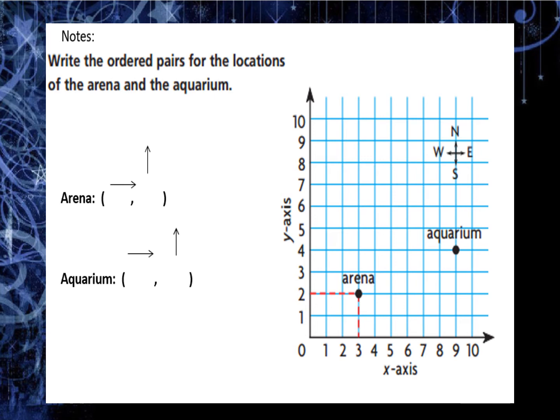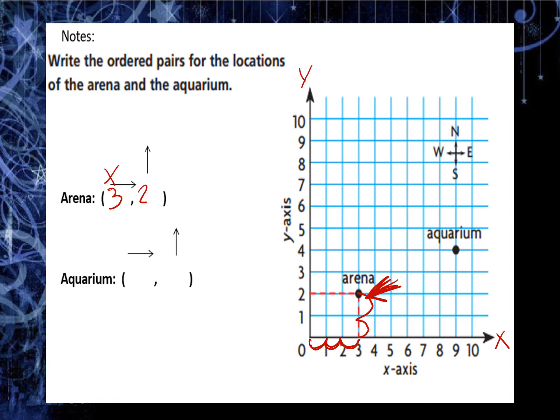We're going to write the ordered pairs for the locations of the arena and the aquarium. The arena is right here. In order to get to the arena, I have to go over 1, 2, 3 places, so my x coordinate would be 3. Then I go up 1, 2, which is my y coordinate. So the arena is located at 3, 2.